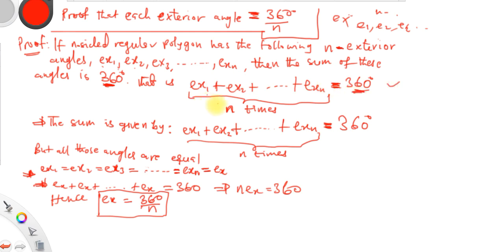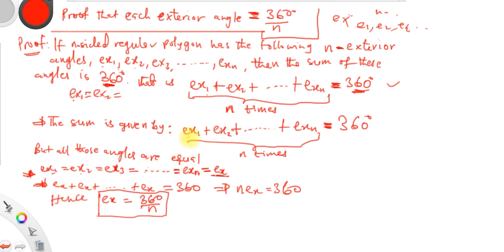However, you know that all the exterior angles are equal. The first exterior angle is the same as the second, they are all the same. So the sum is given by EX1 plus EX2 up to EXN, which is 360 degrees. But all those angles are equal, so they are all equal to EX. If you add, it will be EX plus EX plus EX up to the last one. That's what we have written here.